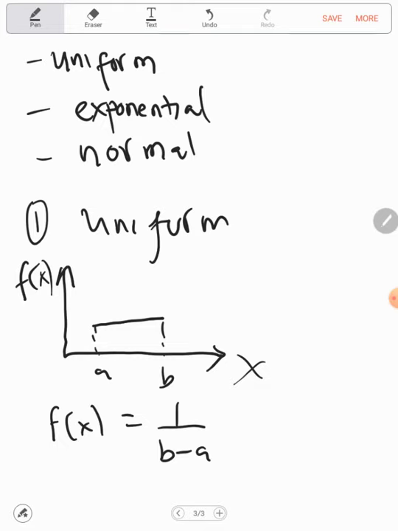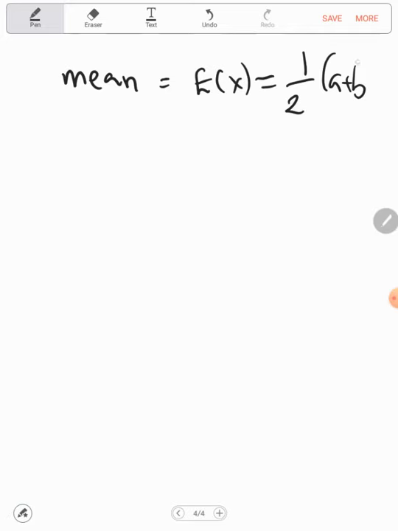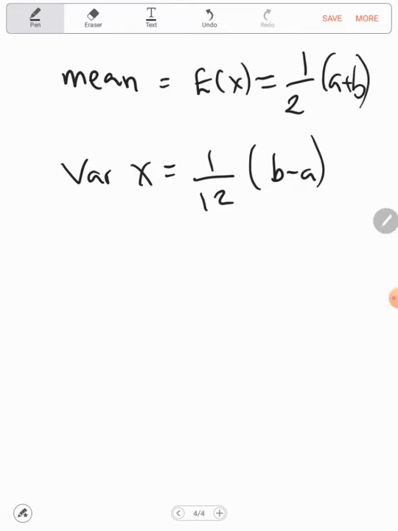For a uniform distribution, we are also interested in finding the mean. The mean, which is the expected value, for any variable following the uniform distribution is given by 1 over 2 (A plus B). And the variance of x is given by 1 over 12 (B minus A) squared. This is how we find the expected value and the variance.